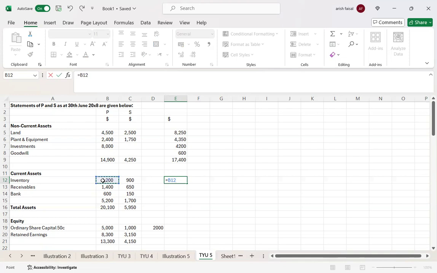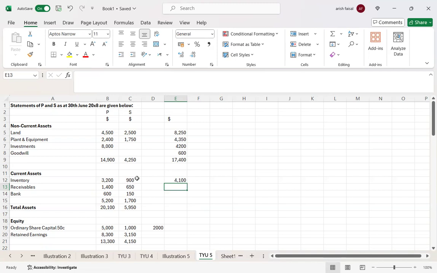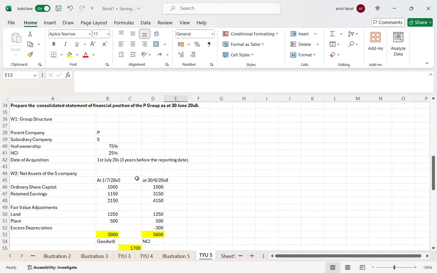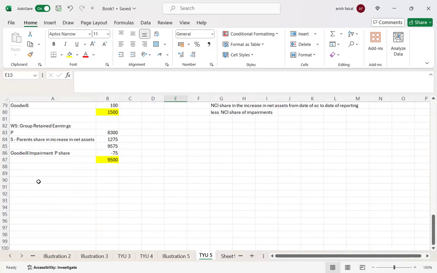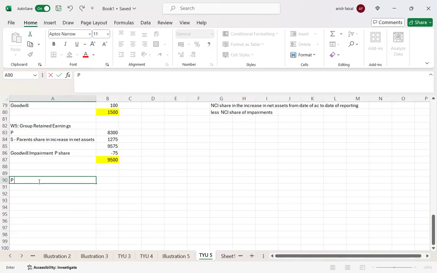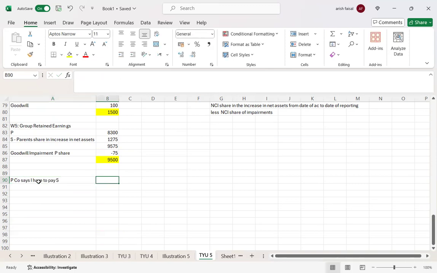It's 3,200 plus 900. Okay, so that's simple and straightforward. However, now you need to worry about the receivables and the payables and the bank, the cash. Okay, so for this, let me show you a working. I'll write it down. Parent company says I have to pay the subsidiary 400.